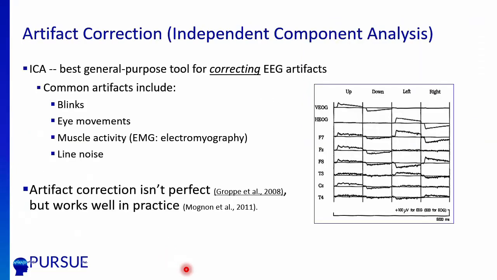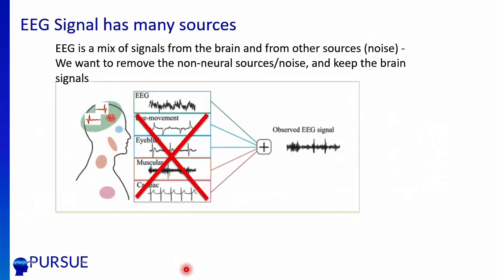So the artifact correction that we're going to use is independent components analysis. This is a really good tool that a lot of people are now using. It's very common to use. And again, our common artifacts: blinks, eye movements, muscle activity, etc. Just one caveat here: although it's going to detect that, this isn't perfect, but it works really well, and a lot of people are now using it. I'd say it's the most common thing used these days to eliminate artifact.